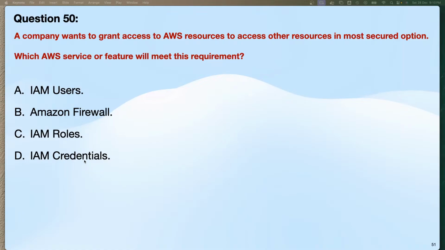So in AWS, this is the best practice. You need to remember IAM roles. IAM roles are the best way to get access from one service to another service. Remember, there is no human here. One service to another service. That's what the question is asking. Remember, IAM roles is the option.